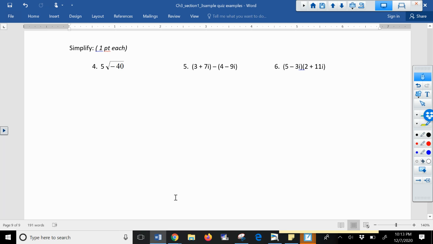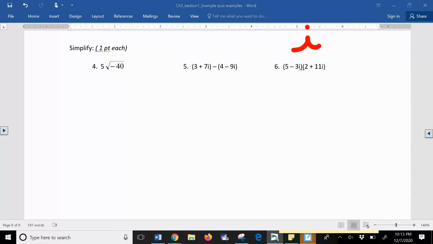On the 3.1 to 3.3 quiz sample, we had 3 problems, 4, 5, and 6, that involved i. The big deal to know about i is that i squared is equal to -1, or that the square root of -1 is equal to i. They're equivalent to each other. So to solve these problems, that's really all we need to keep in mind.